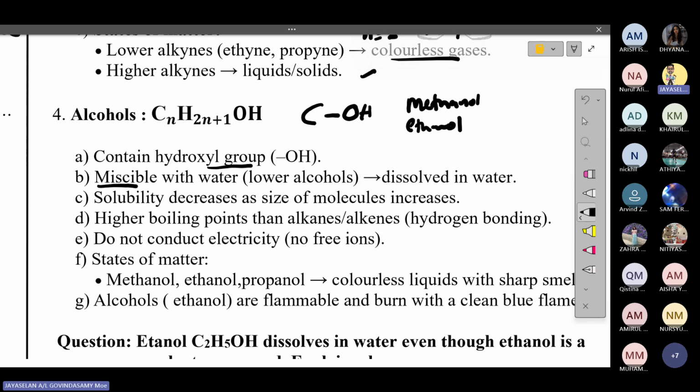Kenapa dia larut? Okay, nanti kita buat soalan dia. Kenapa dia larut? We already learned because of what? Hydrogen bonding. Okay, solubility decreases as the size of molecule increases. Higher melting and boiling point compared to alkane.